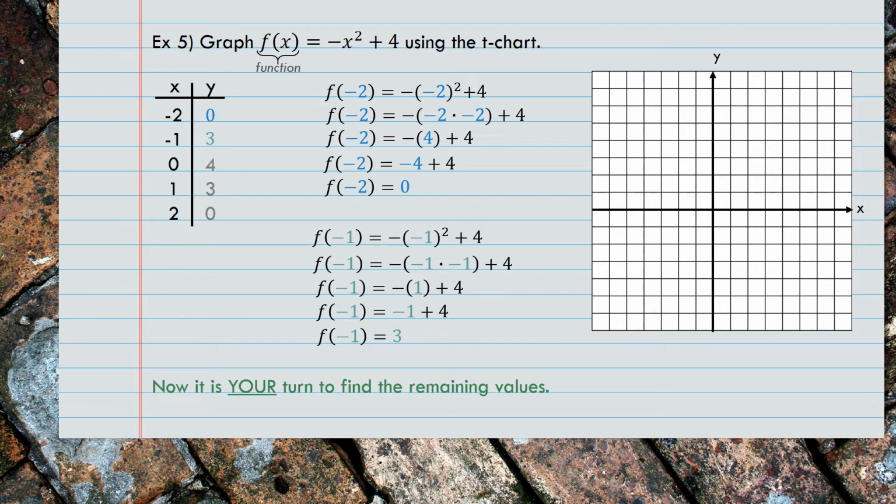Now that our t-chart is completed, let's plot these points: (-2, 0), (-1, 3), (0, 4), (1, 3), and (2, 0). Just like before, we connect the points in order from left to right. And there is your graph of the function.